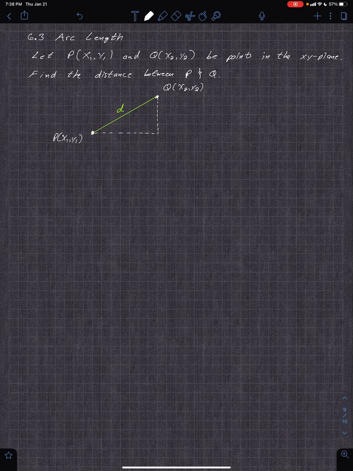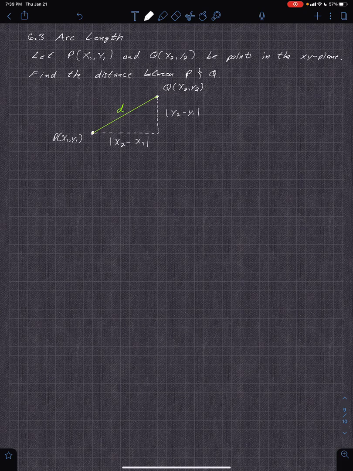This length here is the x values, and you can say this in general, that is the absolute value of x2 minus x1. It doesn't matter the order, right? Because I'm taking the absolute value and I gave you P, but I could have just put Q over here. So Q can be anywhere.